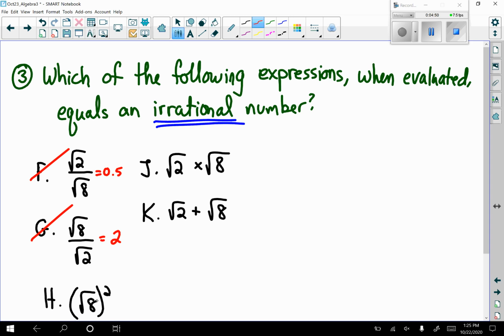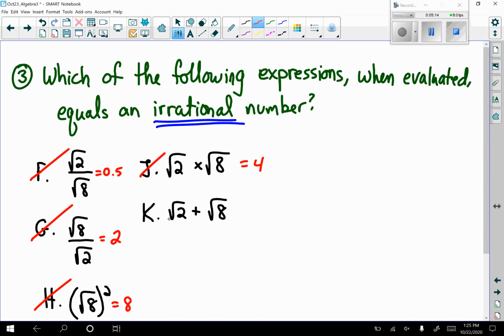H you shouldn't need a calculator for. The square root of something squared, the square root and square are just going to cancel, so this just gives us an 8. That's definitely not an irrational number. If you multiply square root of 2 times the square root of 8, we get a 4. Now there's another property, we'll eventually review radicals, but this gives us a 4. That's a rational number, not irrational.